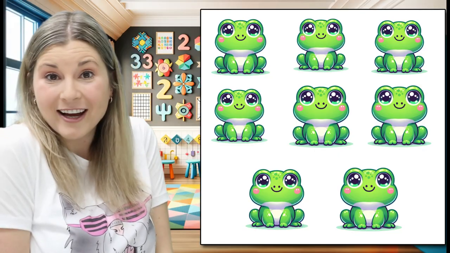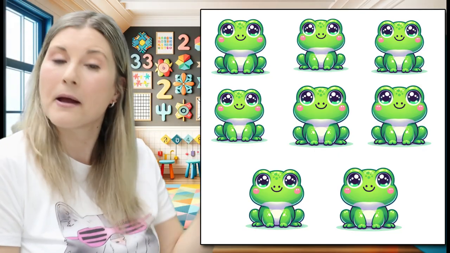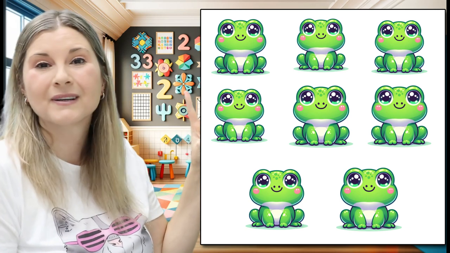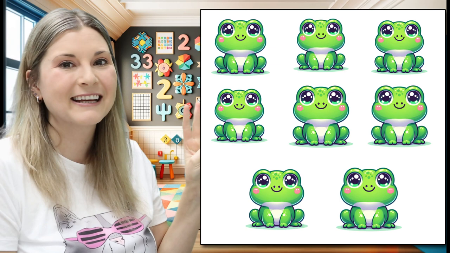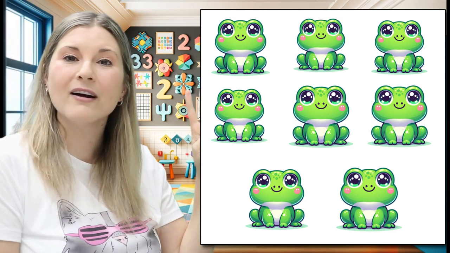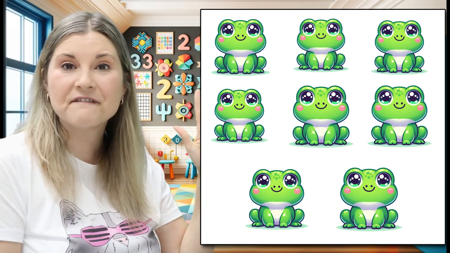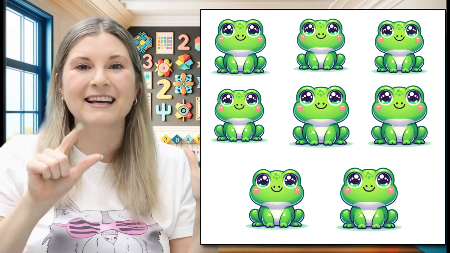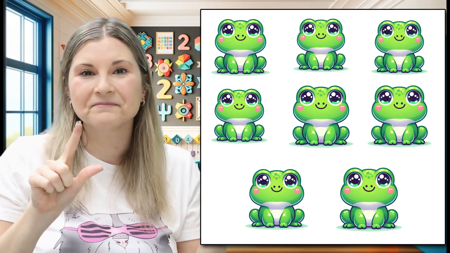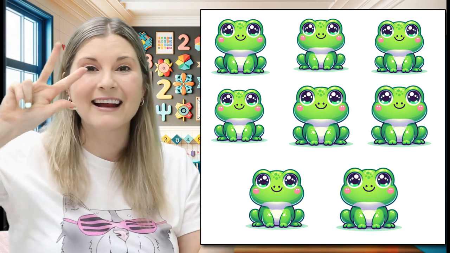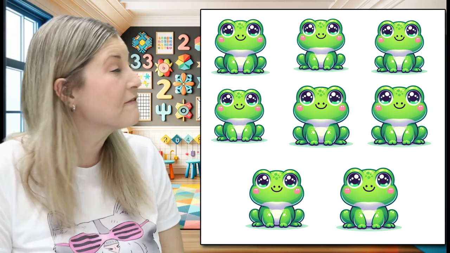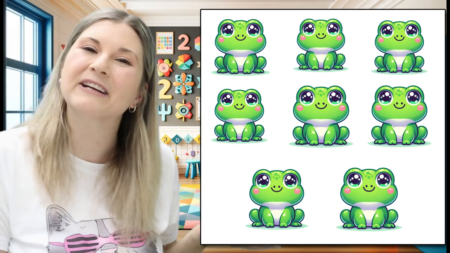Let's begin. Let's count some frogs. I see one, two, three, four, five frogs, six, seven, one more. Eight frogs, eight frogs, eight frogs in this rainforest.